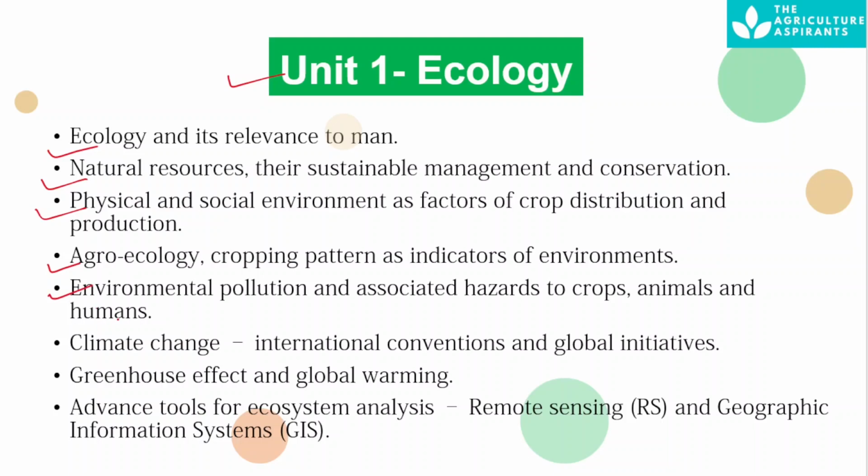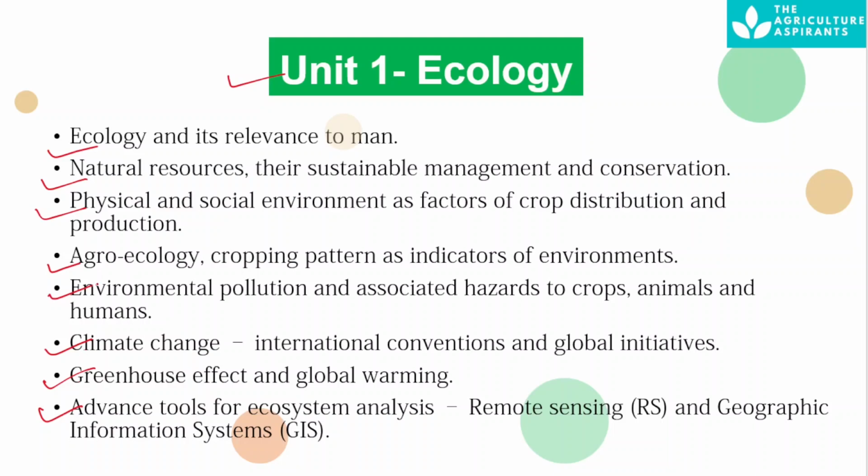Environmental pollution and associated hazards to crops, animals and humans. Then climate change, international conventions and global initiatives. Greenhouse effects and global warming. And the last point is advanced tools for ecosystem analysis, such as remote sensing and GIS. Collectively it is known as precision farming.